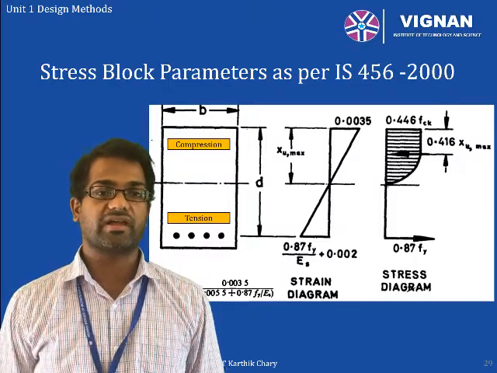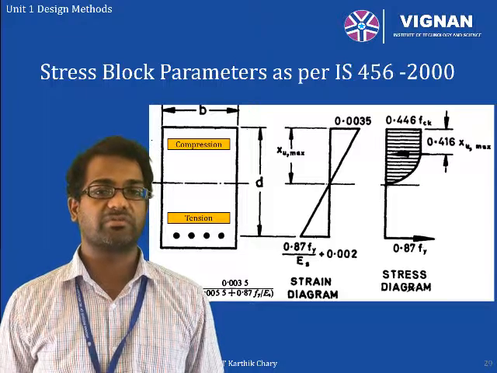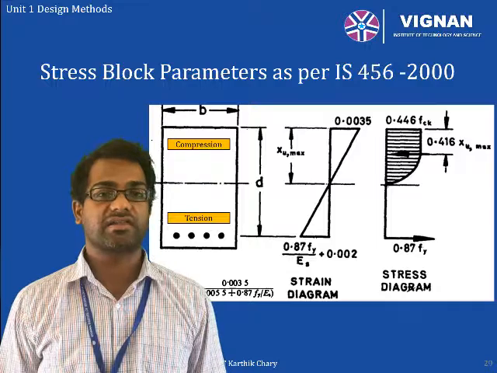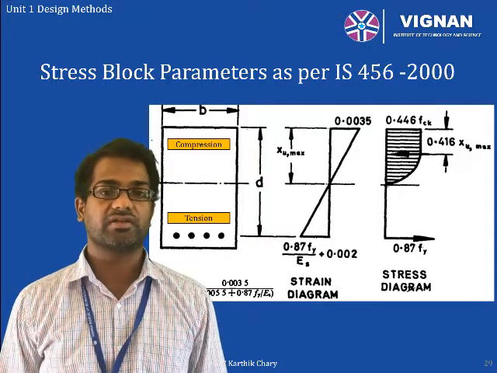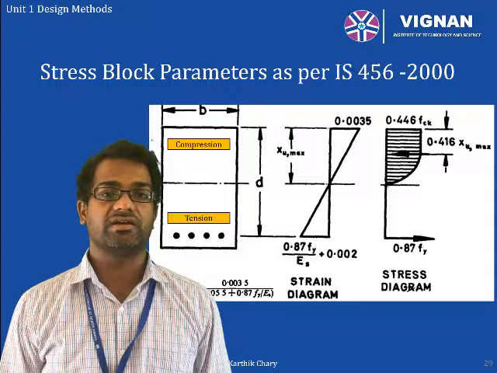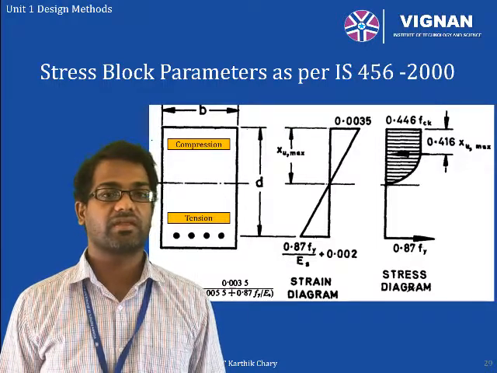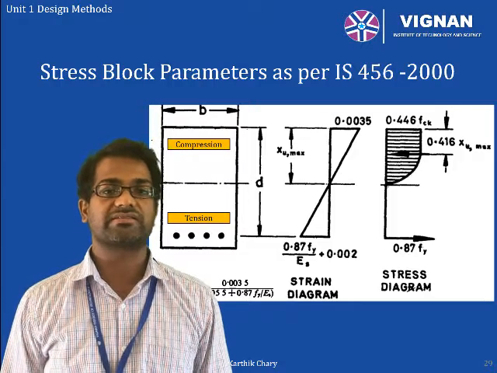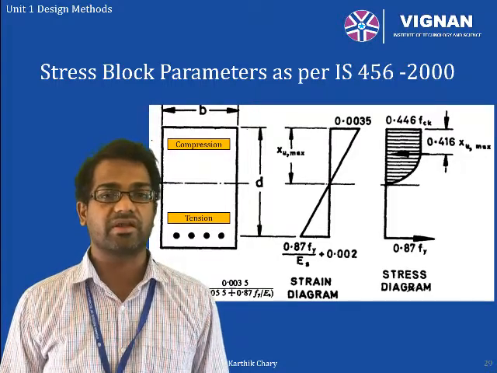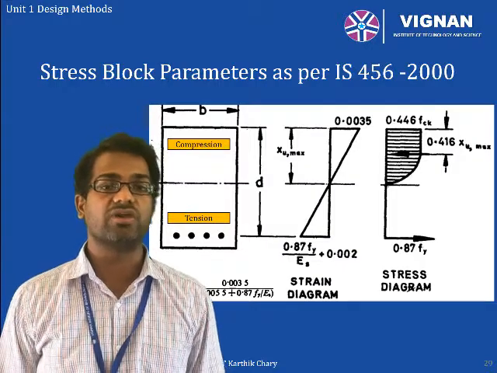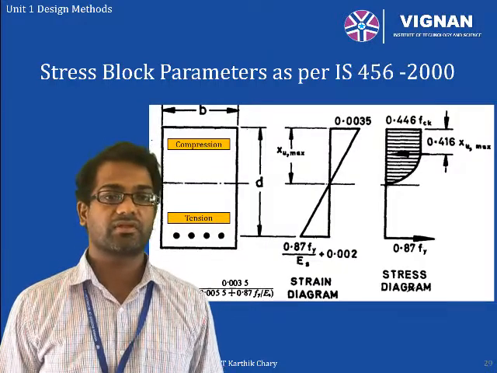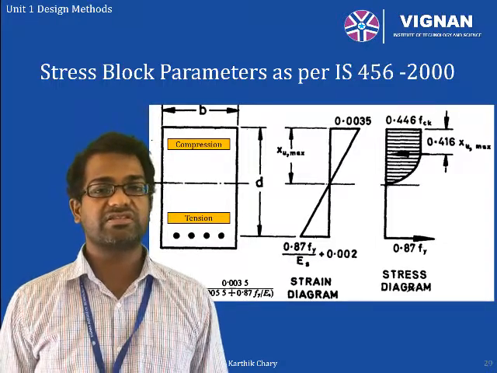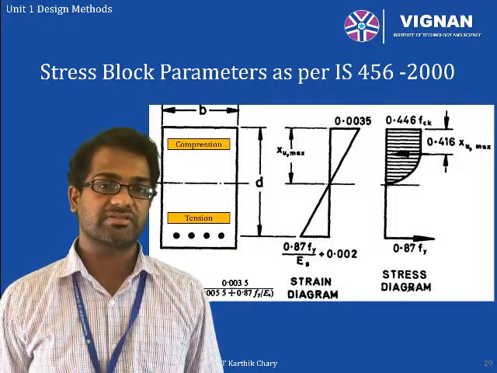The strain diagram you can see at the center and the stress diagram you can see at the extreme right. FCK stands for characteristic compressive strength of concrete. Fy stands for yield strength of steel. Xmax stands for the maximum neutral axis depth, which defines whether the member is singly reinforced, over reinforced or under reinforced. Now you can see that there are assumptions which are made in order to draw these diagrams.